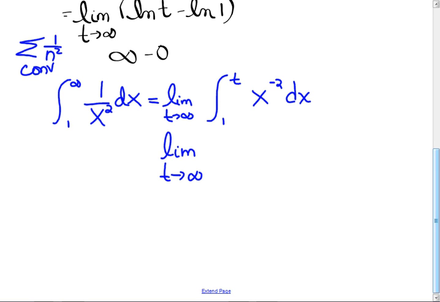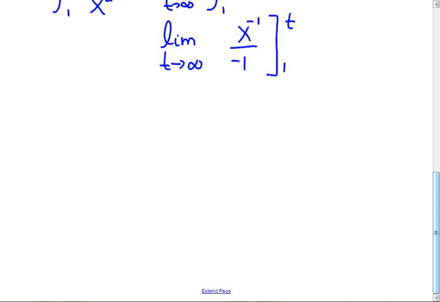Okay, guys, what's the antiderivative of that one? Over negative 1, integrating from 1 to t. All I'm looking for is to see if it converges. You're going to find a value here. So it's the limit as t goes to infinity. It's the power rule. So this is negative 1 over t. Do you guys agree with that? I put the t in there.